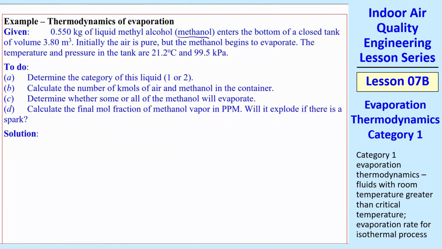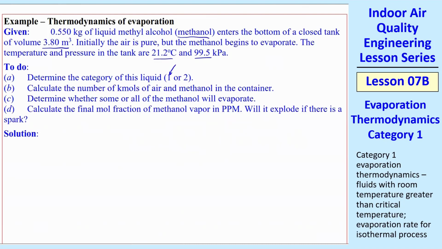0.550 kilogram of liquid methanol enters the bottom of a closed tank of volume 3.8 cubic meters. Initially, the air is pure, but the methanol suddenly begins to evaporate as soon as you put it in there. Temperature and pressure in the tank are given, and we want to do 4 things here. We're going to determine the category. This one's going to be category 1 because I haven't taught you about category 2 yet.